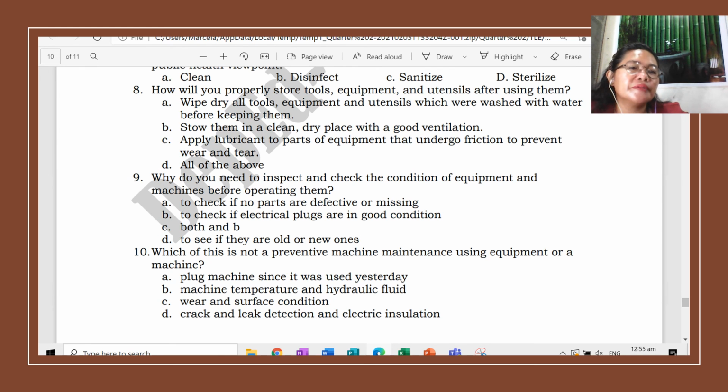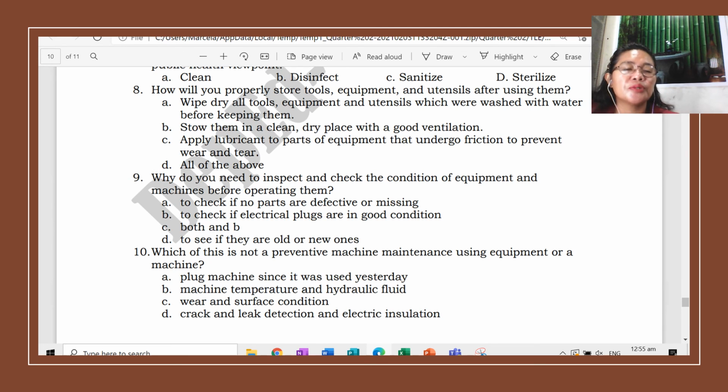Number 9. Why do we need to inspect and check the condition of equipment and machines before operating them? Letter A. To check if there are no parts defective or missing. B. To check that the electrical plugs are in good condition. Letter C. Both A and B. Okay. Letter D. To see if they are old or new ones.